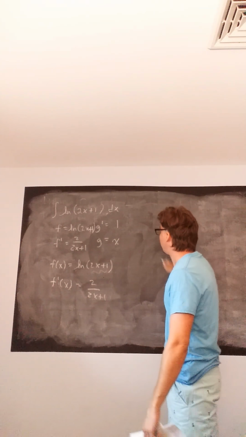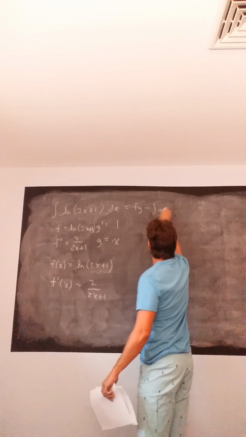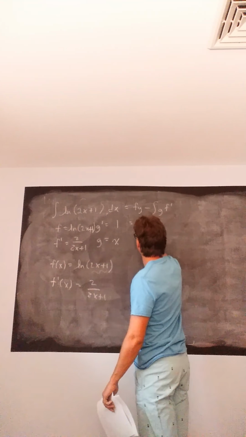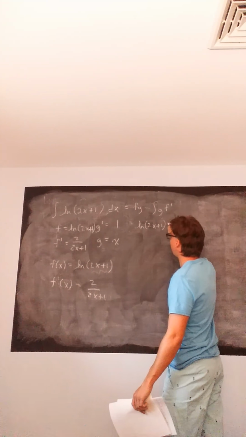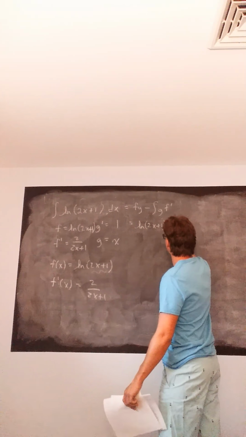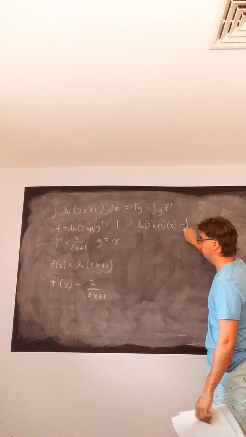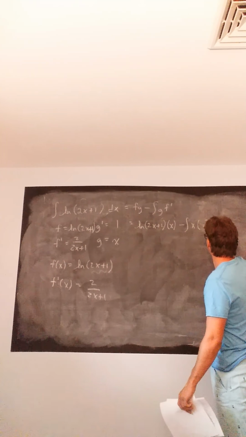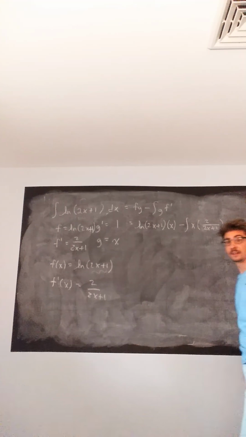Okay, so we're in good shape. We have our parts now. So we have fg minus the integral of g f prime. So let's piece these things together. f is the ln of 2x plus 1 times g, which is x, minus the integral of g f prime. So that's going to be x times 2 over 2x plus 1 dx.